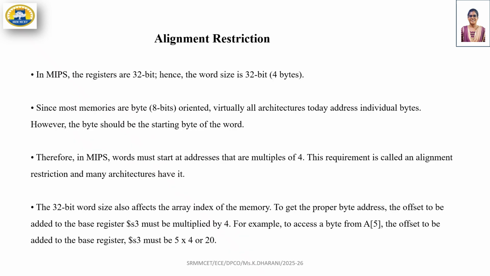Okay, and here we have the alignment restriction. In the alignment restriction, a MIPS word is 32 bits, which is 4 bytes. Memory is byte addressable and a word must start at a multiple of 4. For example, the address of A[5] is base plus 5 times 4, which equals 20. Like that we have to calculate it.